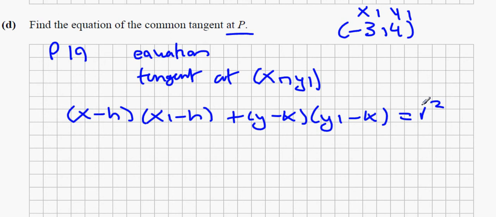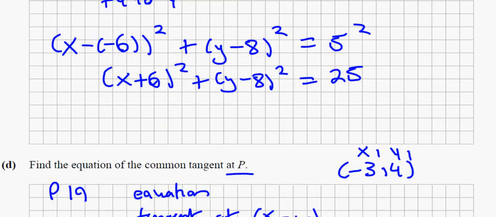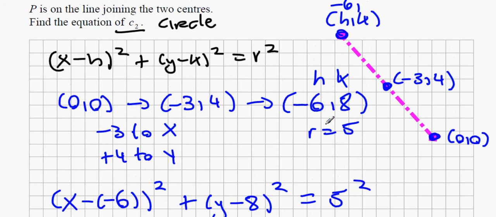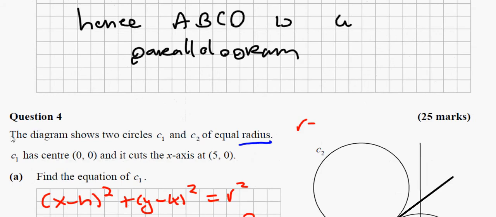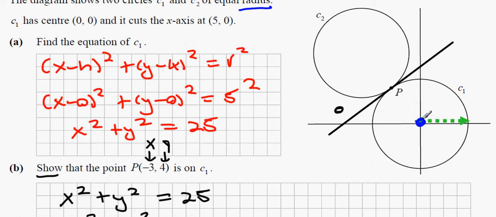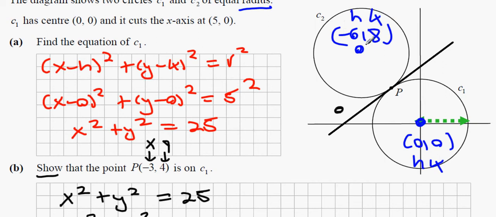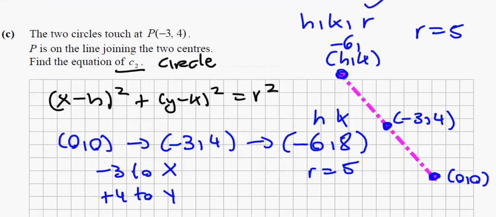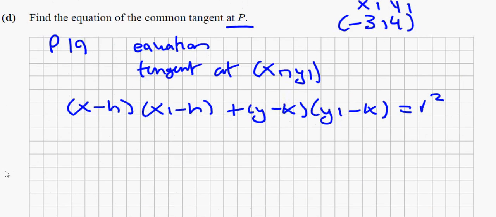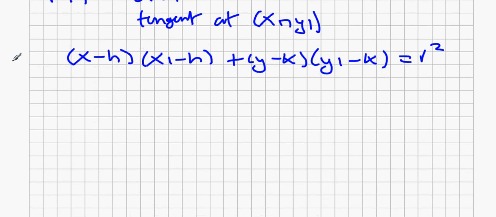Now, you have a choice of two circles, as in which one would you like to use? Because it's tangent to both circles, so you can say that h, k is 0, 0, or you can say that h, k is minus 6, 8. So what we'll do is we'll do both of them just to prove that the answer doesn't matter. But you can use either one for this formula. So I'm going to use h, k is 0, 0 because it's basically easier.